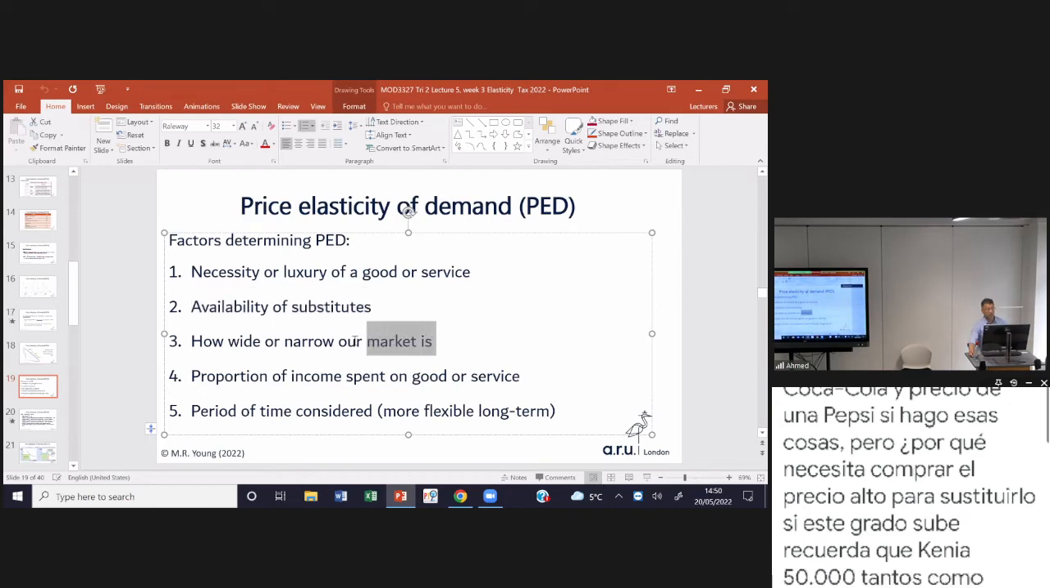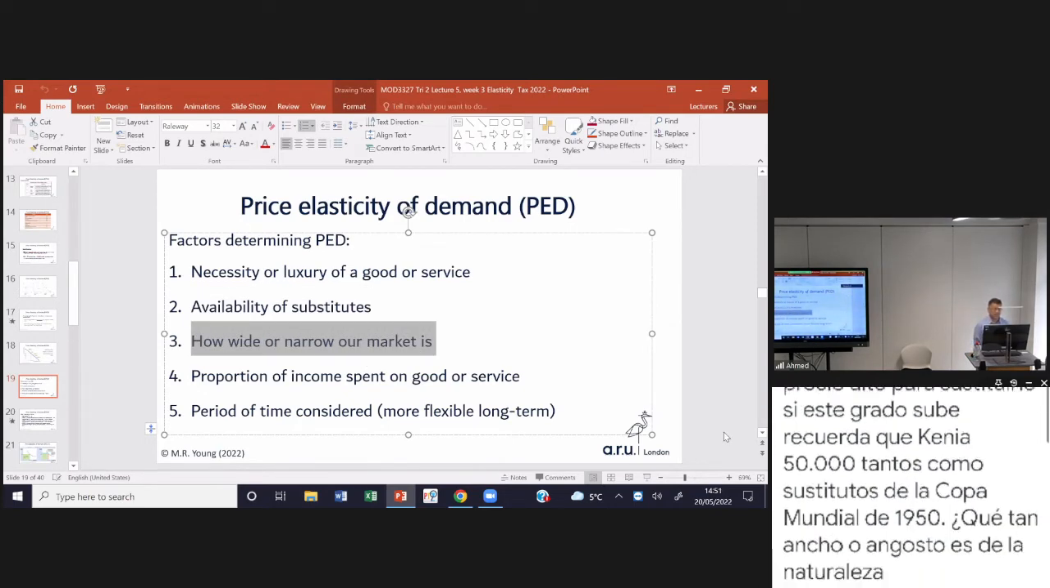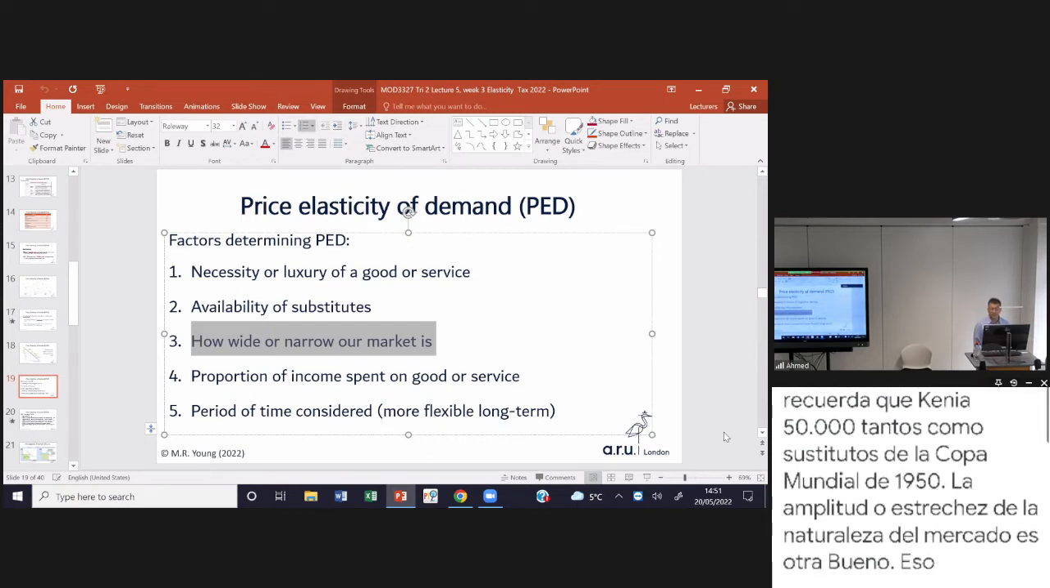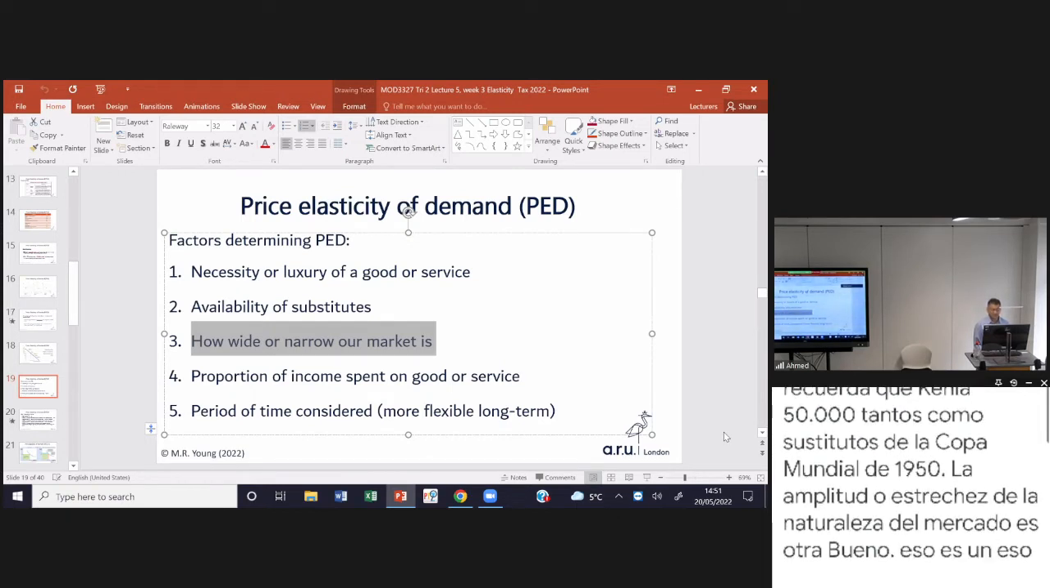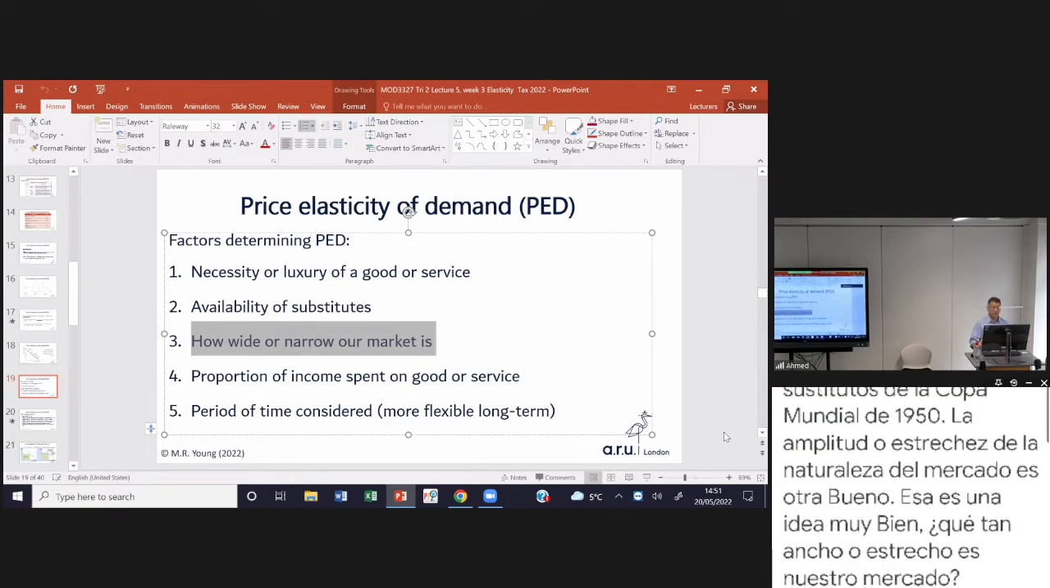How wide or narrow the nature of the market is, is another issue. Okay, that's a very broad idea: how wide or narrow our market is. It depends on the situation.